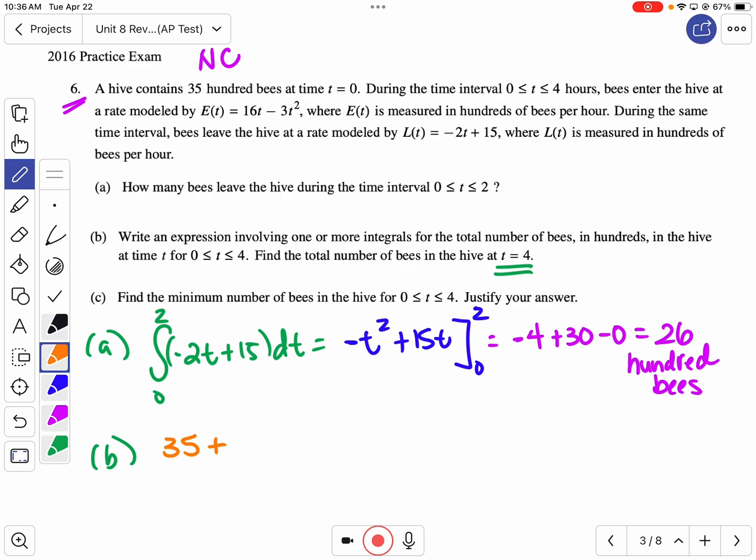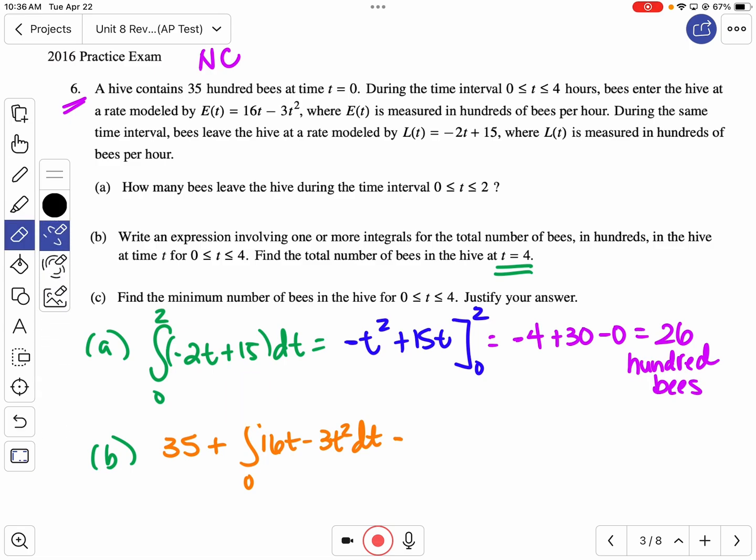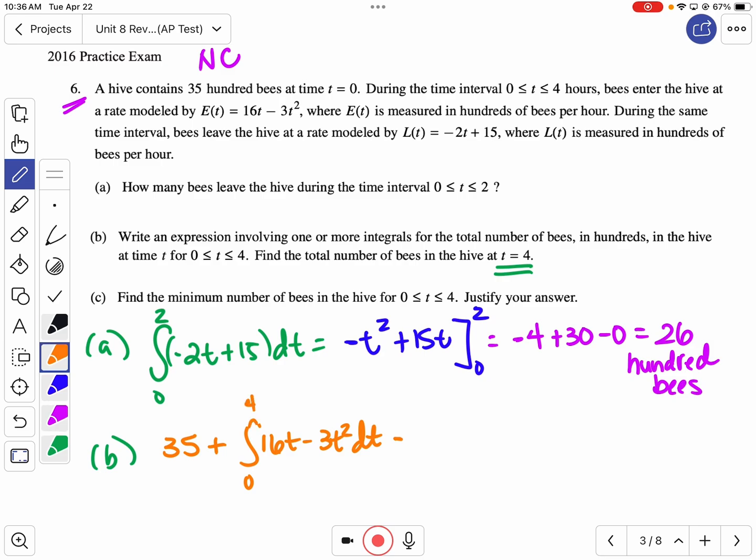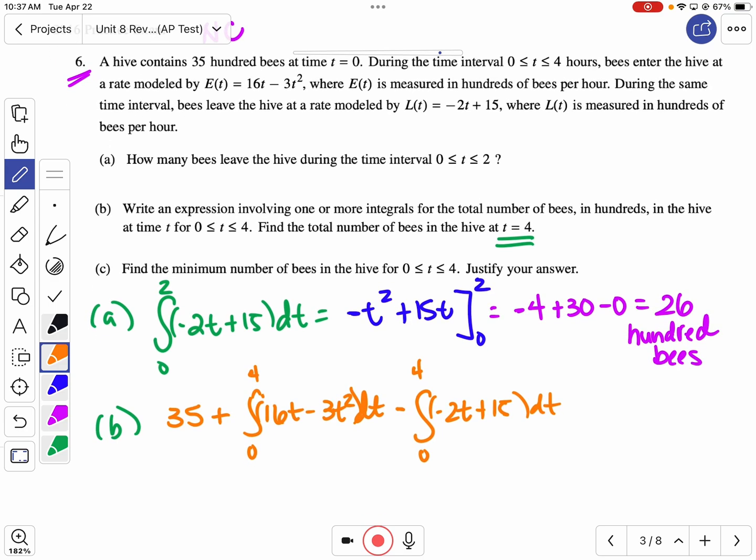After that initial time, we get bees coming in and bees going out. So I'm going to do the integral from 0 to 2 of those coming in, which was 16t minus 3t squared dt. Is it 2 or 4? It's 4. Let me change that. 0 to 4. Minus, I'm going to take those that are going out, 0 to 4, negative 2t plus 15 dt.